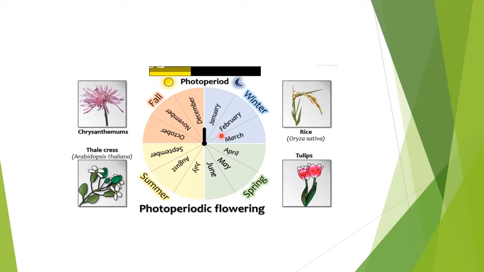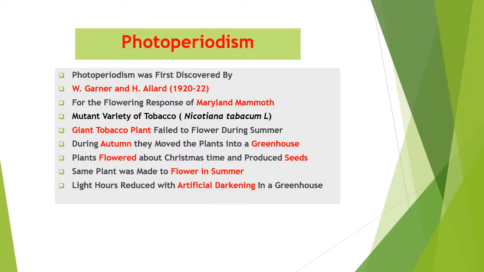So within these photoperiodic responses, there will be flowering. It is called photoperiodic flowering. We have already understood photoperiodism, so let us give a brief idea to refresh it.